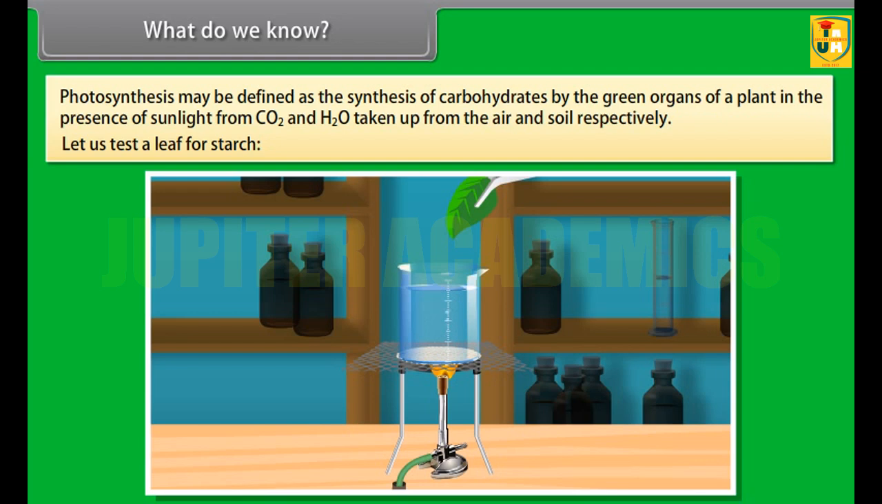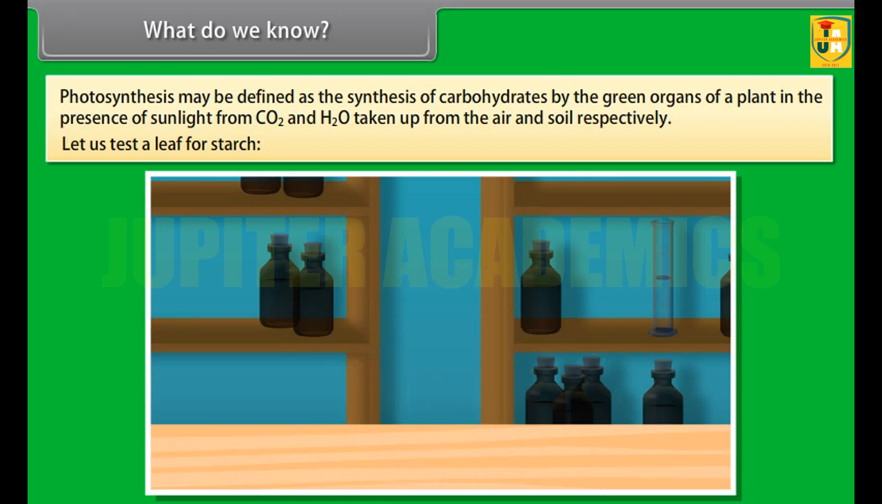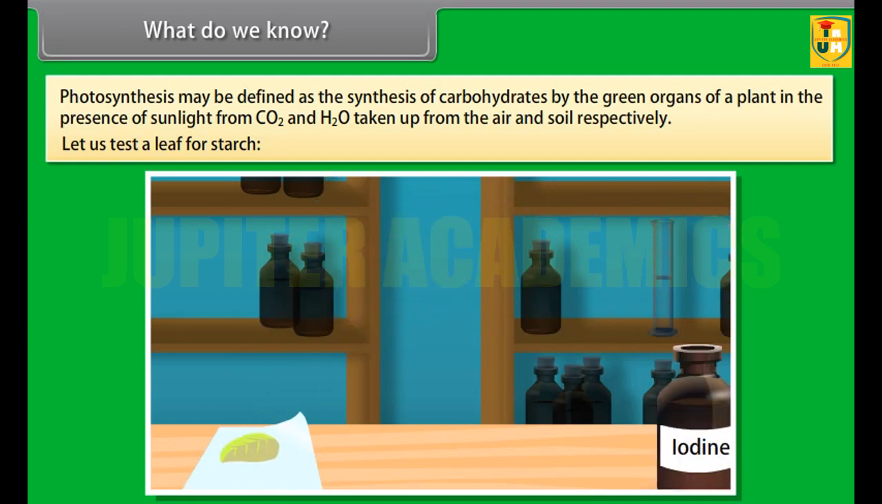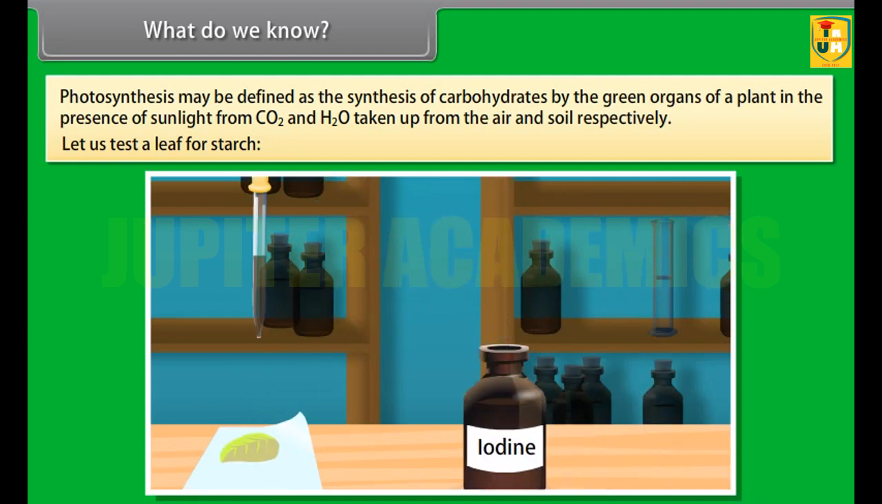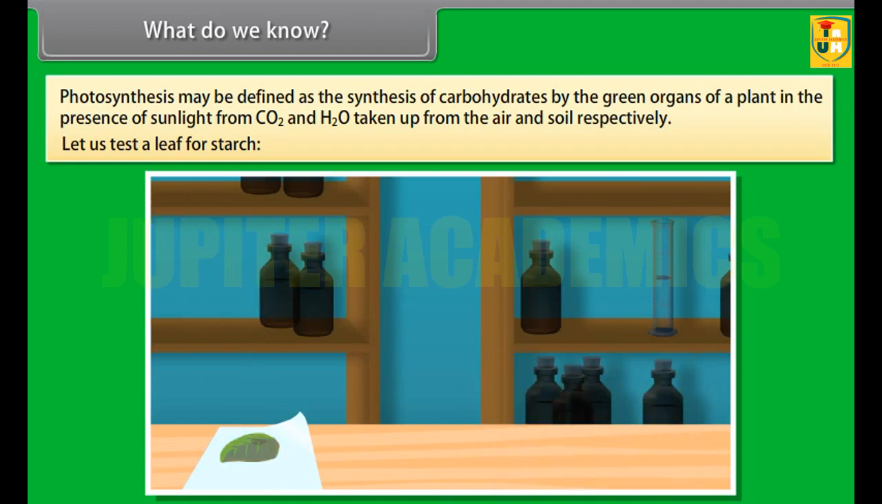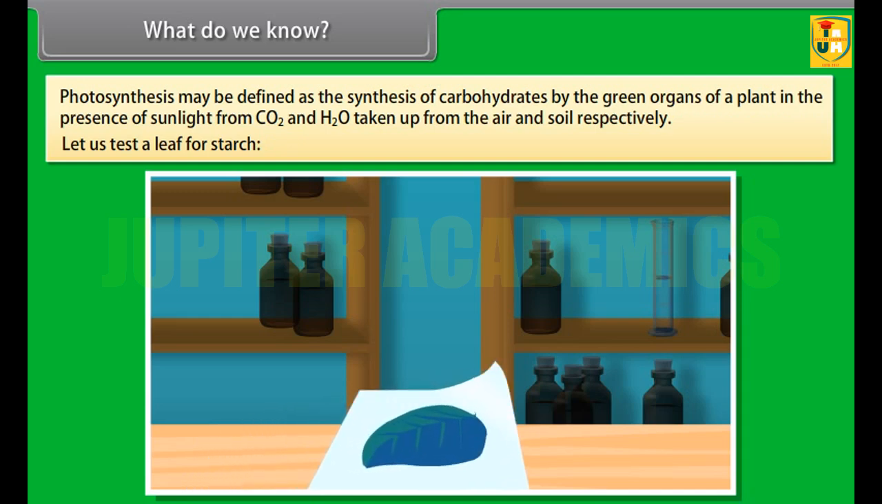Use the forceps to place the leaf in the boiling water. Boil for 2 minutes. After that, place the boiled leaf in a boiling tube containing 90% ethanol. Now place the boiling test tube in hot water until the leaf decolorizes. Now remove the leaf and wash it with cold tap water. Now spread the leaf on a white surface. Add a few drops of iodine solution on the leaf and the leaf turns dark blue, which indicates the presence of starch and also proves that photosynthesis occurs.